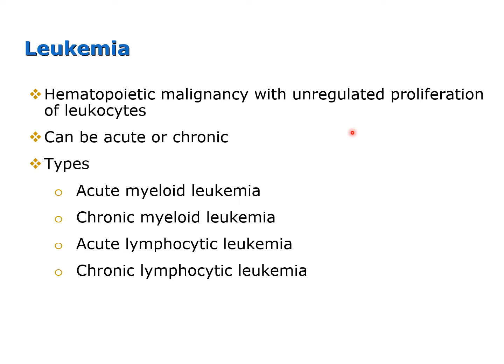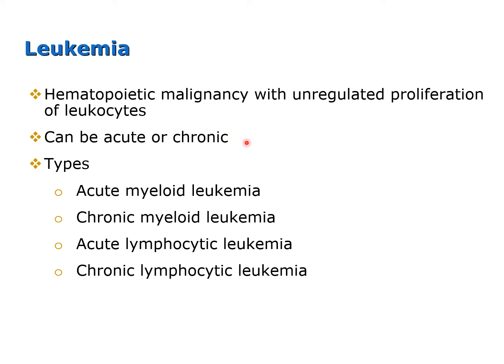And then on top of that, they die off a lot. So you're getting a lot of them, and then they're dying off, and they're not helping you at all in terms of your normal homeostatic mechanisms. All of that just goes out the window. So when we're looking at leukemia here, we're looking at unregulated proliferation of leukocytes.